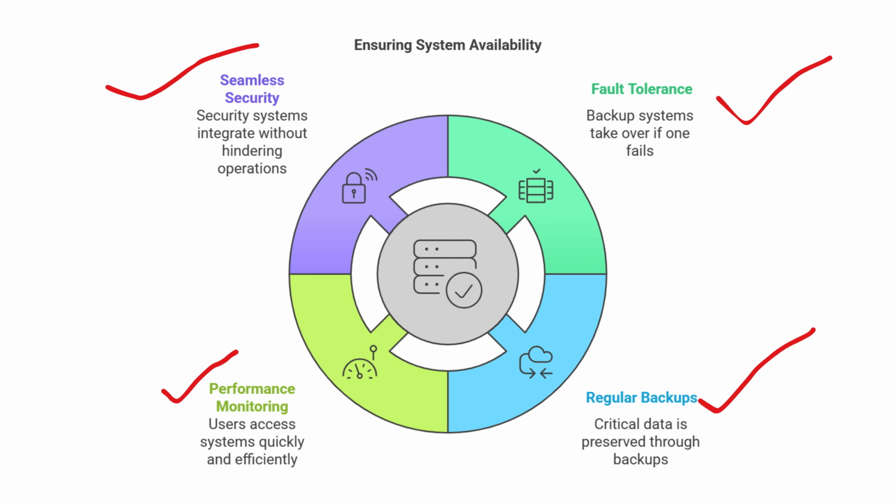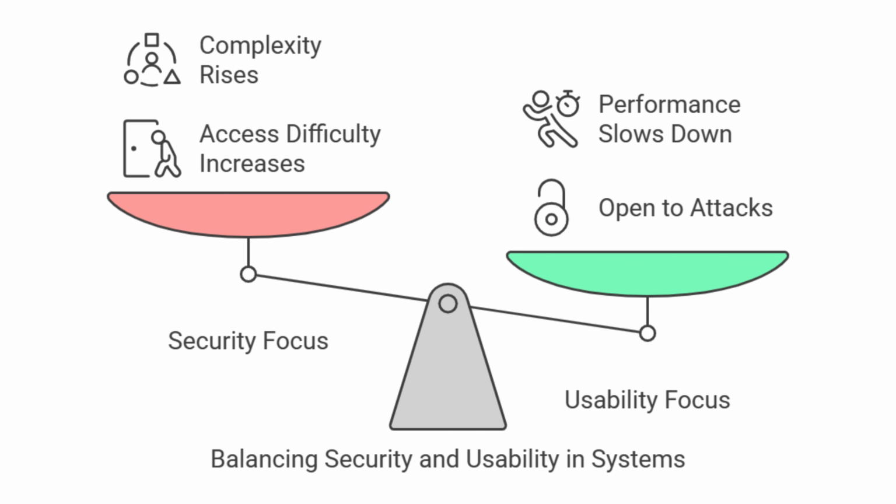A real-world example, think about cloud storage services like Google Drive or Dropbox. Even if one of their data centers experiences a power outage, their systems are designed to failover to another data center so that users never lose access to their files. That's availability in action.